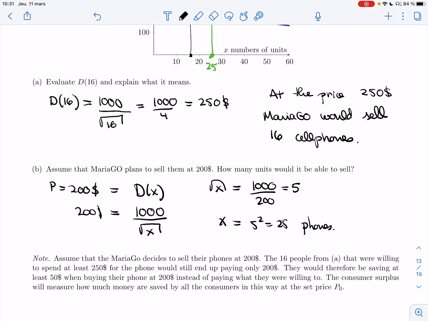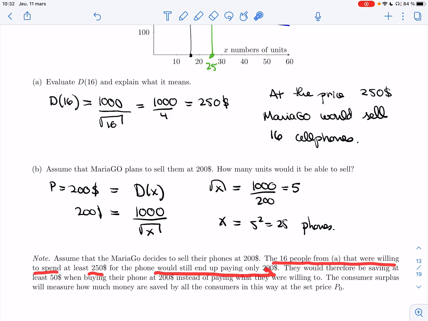All right, so this is going to be important later on. So let me just run through it. We'll do it again with this exact example later, but I just want you to think about it this way. Assume that the Mariago company decides to sell their phones at $200. It would sell 25 phones, but the 16 people that we found in A were actually willing to buy it for more. They were willing to buy it for $250, and some of them were willing to buy it for even more than that. So the 16 people from A that were willing to spend at least $250 for the phone would still end up paying only $200.